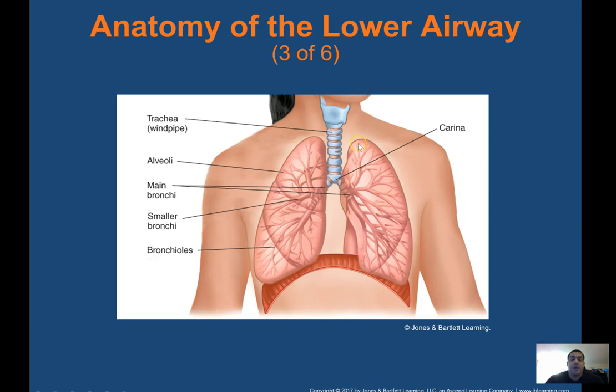So here it is again. So you got your trachea, and your carina breaks off into right and left. And your alveoli is over here. And your bronchiole, it breaks off into smaller bronchi. And then it eventually becomes bronchioles.